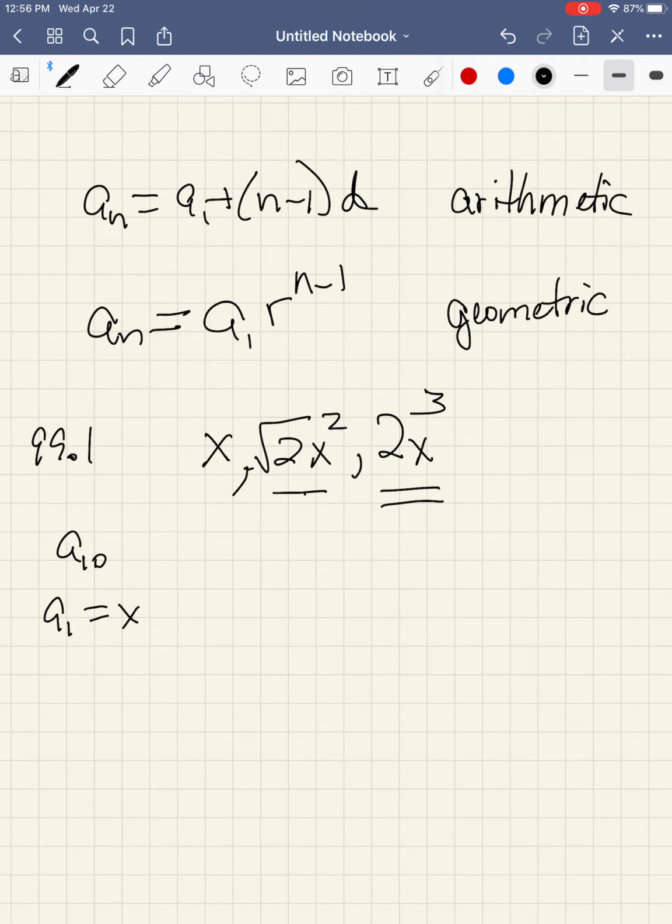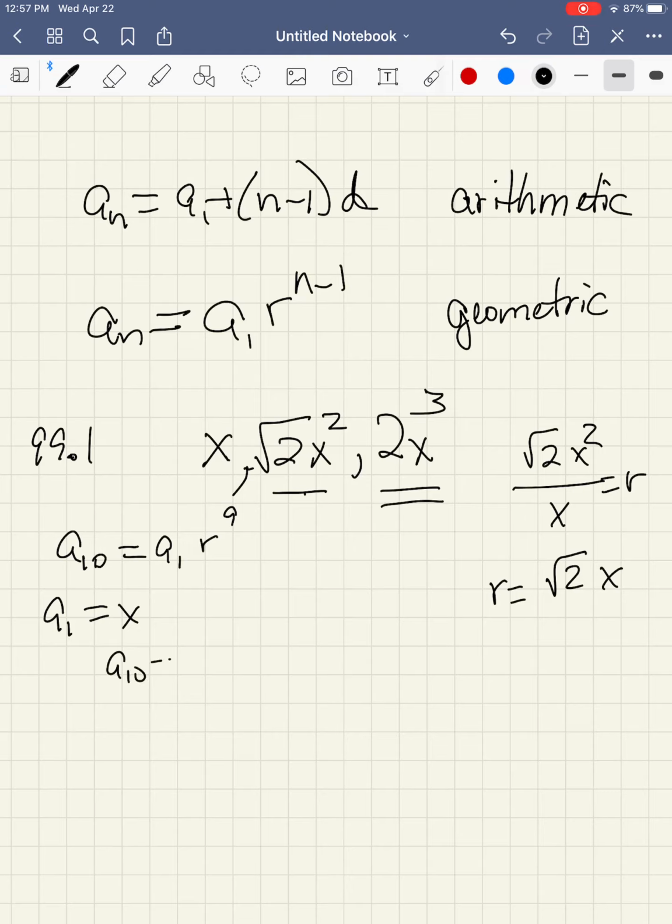Yes. So we can either take the square root of 2x squared and divide it by x, or we could take 2x cubed and divide it by the square root of 2x squared. It doesn't matter. This will give us what r is. So r is going to be the square root of 2x, isn't it? All right, so back here, A10 is going to be A1 times r raised to the 9th power.